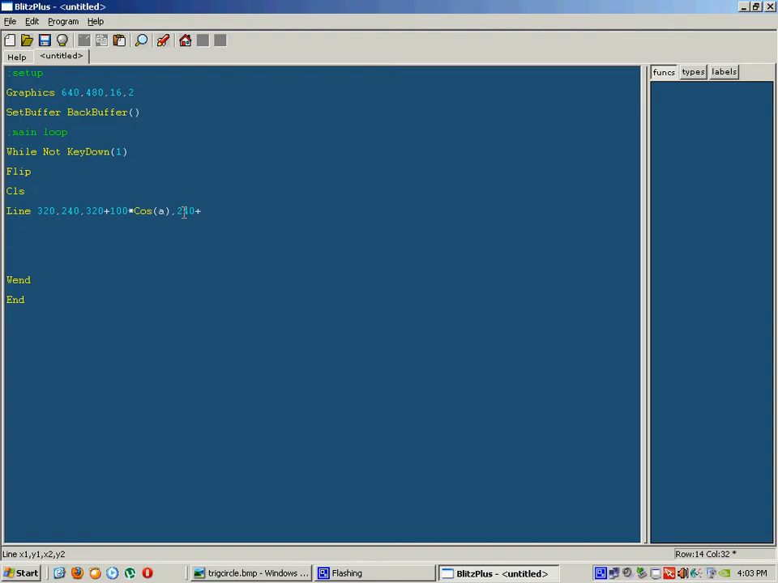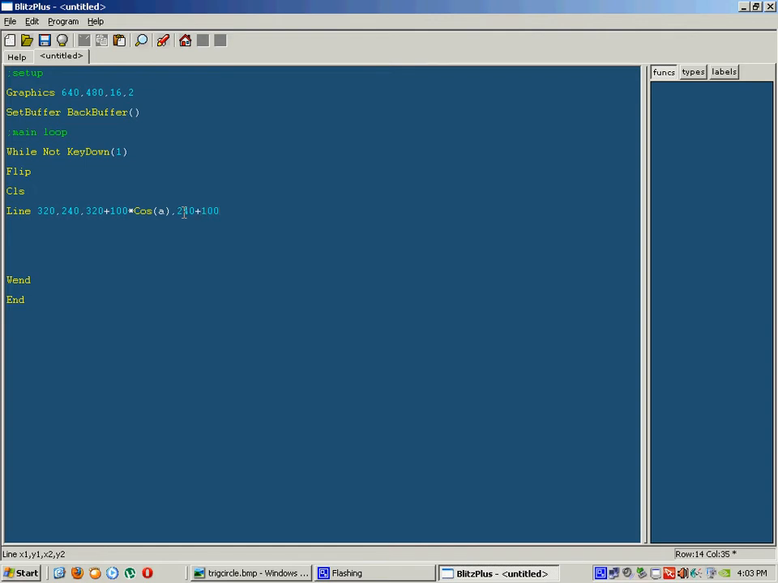Okay, and I want to shift it across. Shift it up the screen or down the screen. It doesn't matter because cos and sine are cyclic functions. So I could put minus to shift it up the screen, but it doesn't matter. We can start down here. Might as well be consistent.